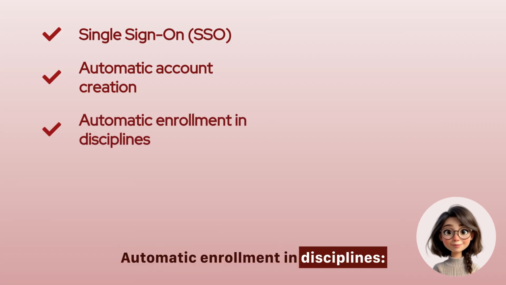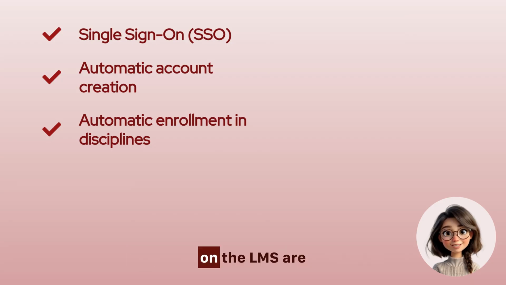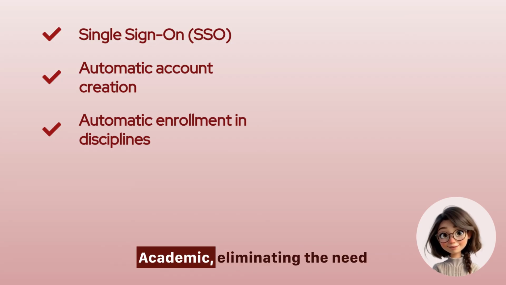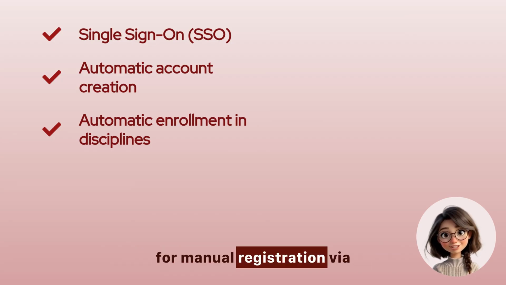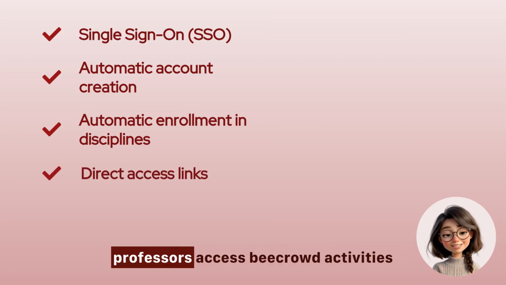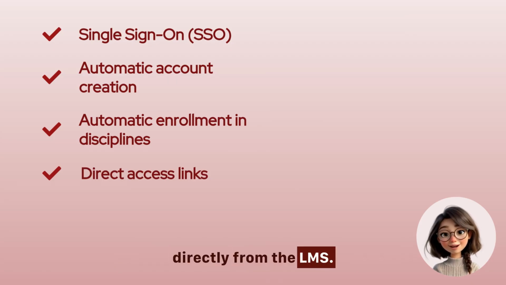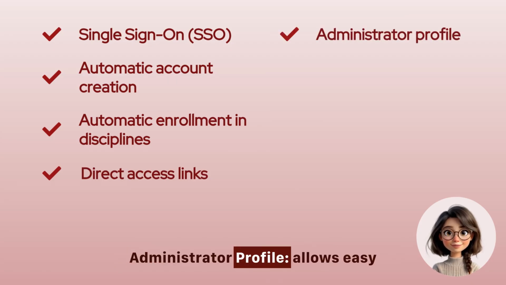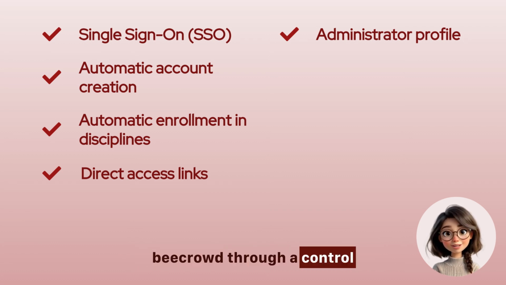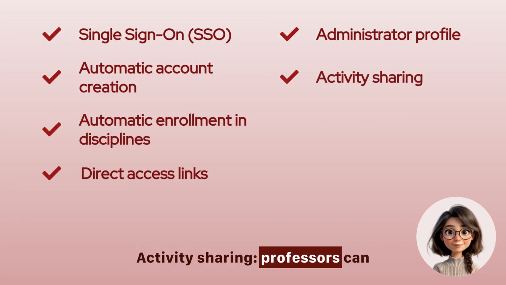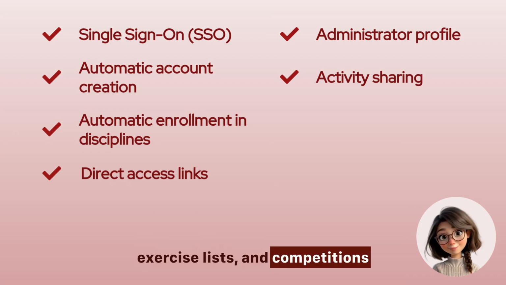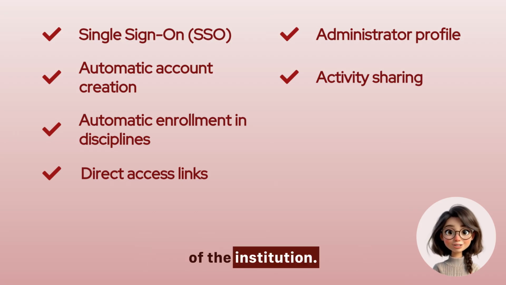Automatic enrollment in disciplines. Students registered in disciplines on the LMS are automatically enrolled in the corresponding disciplines on beecrowd Academic, eliminating the need for manual registration via email or access key. Direct access. Students and professors access beecrowd activities directly from the LMS. Administrator profile allows easy management of professors and faculty members' access to beecrowd through a control panel. Activity sharing. Professors can share customized problems, disciplines, exercise lists, and competitions with other faculty members of the institution.